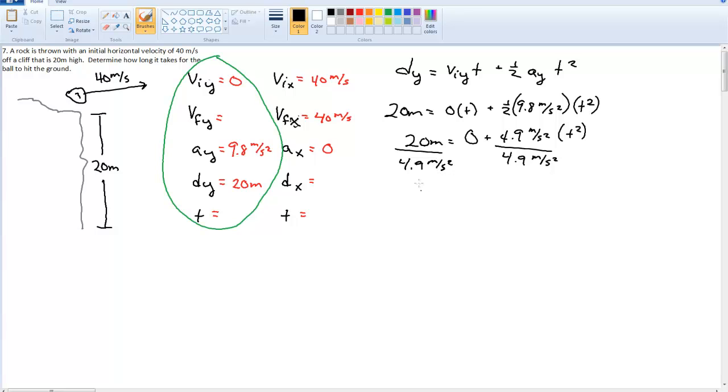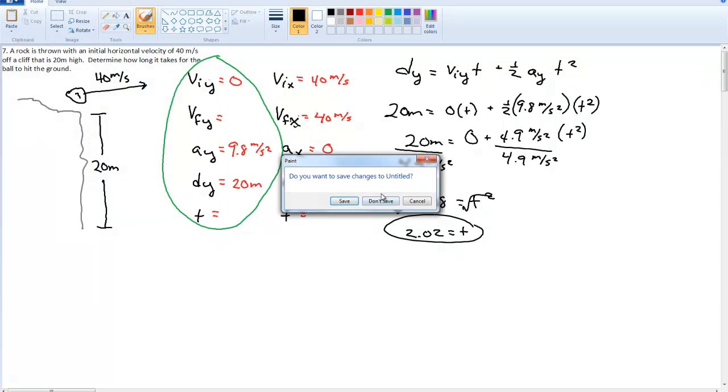So in the end, 20 divided by 4.9 is giving me 4.08 equals t squared. Take the square root of that, and I get the time is 2.02 equal to t. So there we go. I found my time.